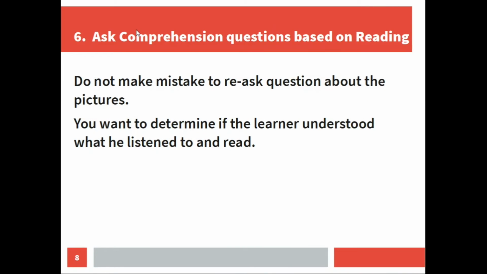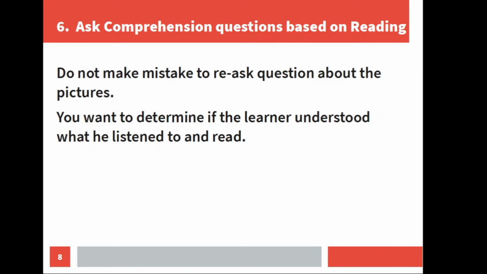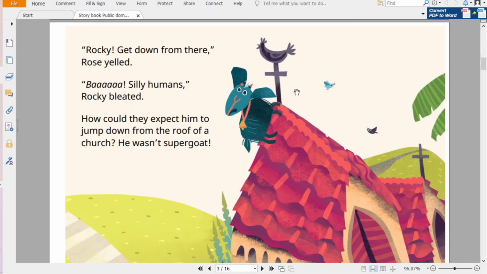You then ask comprehension questions based on the story you read. Remember, don't make the mistake of asking a simple question based on the pictures, because you want to determine: did the child listen while you read, and did he understand what he read himself? An example of such a question is, what did Rocky bleat out about the humans? Did he say they are clever?